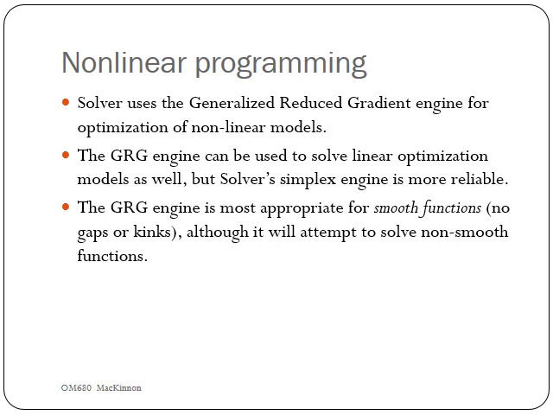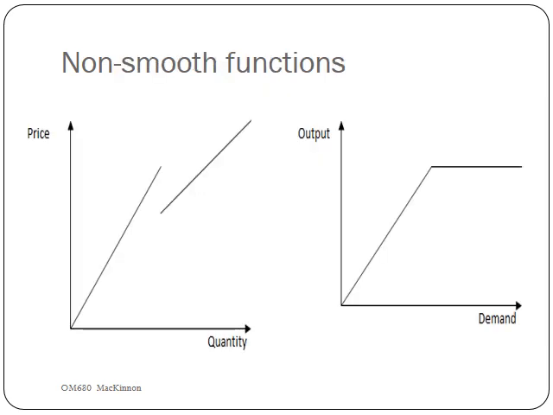So the GRG engine is most appropriate for smooth functions, so no gaps or kinks, although it will attempt to solve any problem that you give it. It just doesn't always do it very well. So these are examples of non-smooth functions. We've got a gap and we've got a kink. As I say, the nonlinear engine will attempt to solve these problems, and it might do okay. But typically, it is for smooth functions where, if you graphed it out, it would not have gaps or kinks.